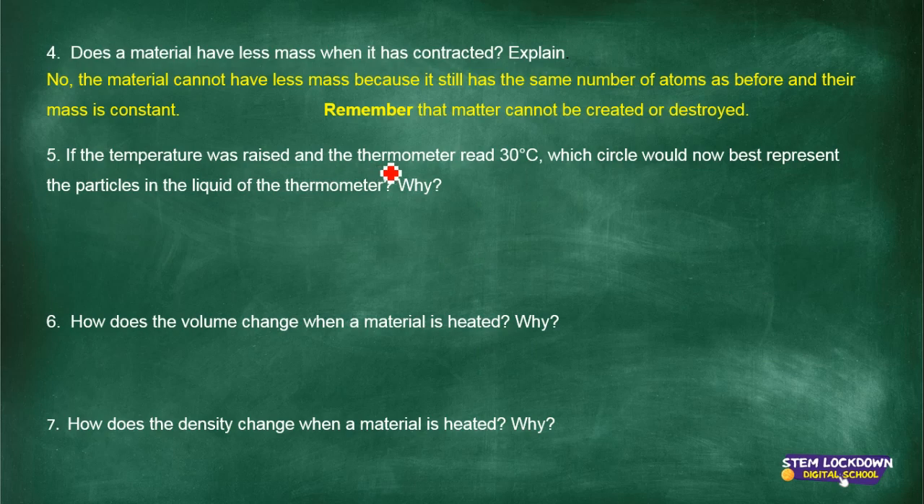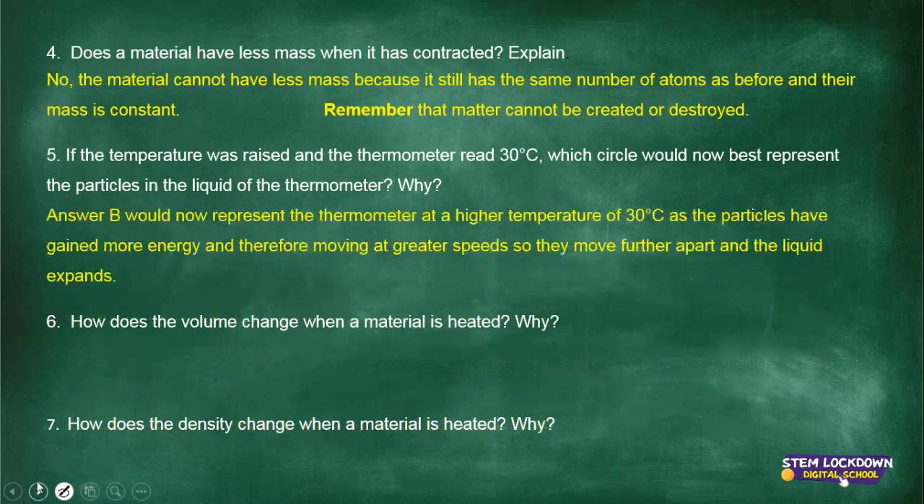Now, if the temperature was raised and the thermometer read 30 degrees, which circle will best represent the particles in the liquid thermometer? And let's see why. B would represent it because the thermometer has a higher temperature, so the particles gained more energy, and they're moving at a greater speed, and they are further apart. Okay, so the particles were further apart.